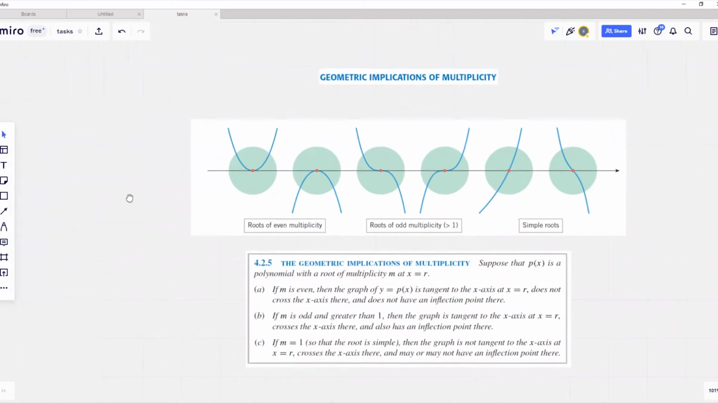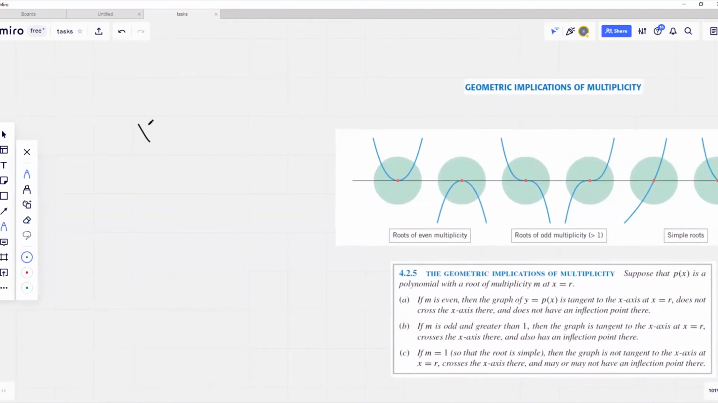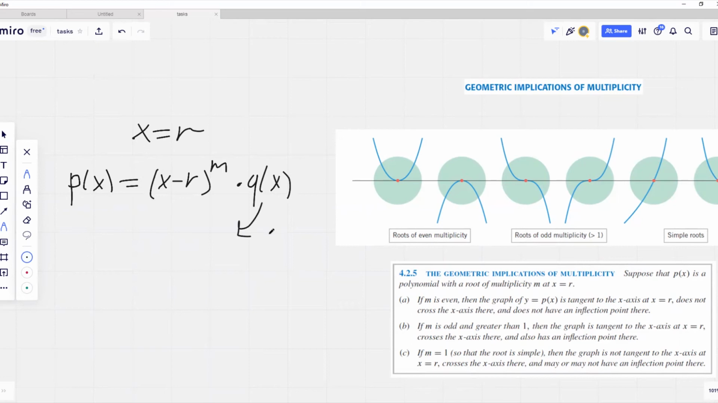First of all, we call x equals r a root of multiplicity m for a polynomial p of x, in case our polynomial p of x can be factored as (x minus r) to the power of m multiplied by some q of x, where q of x is also a polynomial and x minus r does not divide q of x.